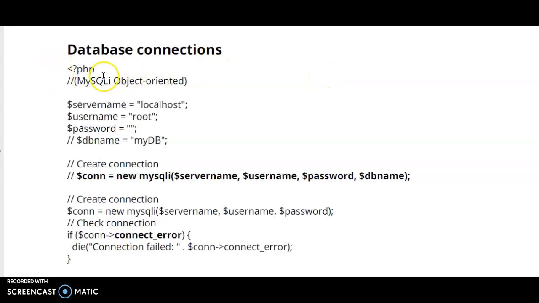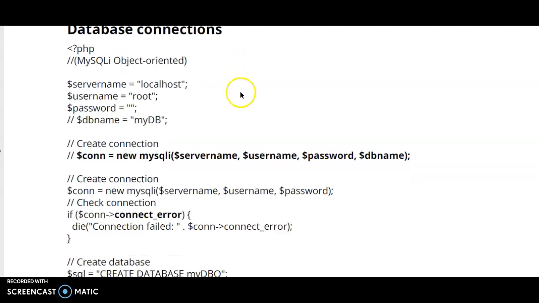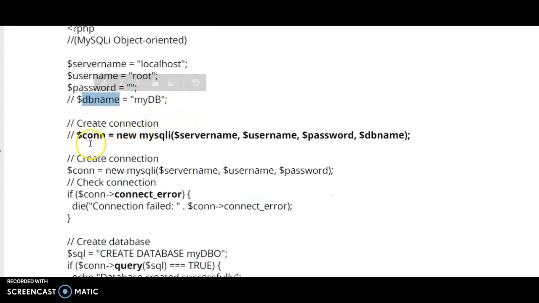Database connection is the MySQL object oriented connection. Server name localhost, username root, password blank, DB name MyDB. In the create connection, $con is equal to new mysqli with server name, username, password, and DB name.